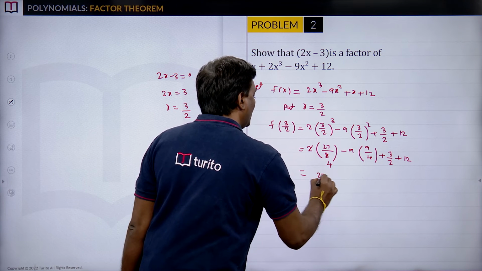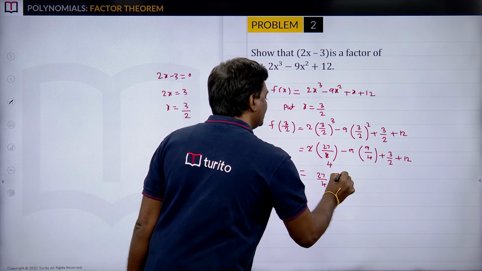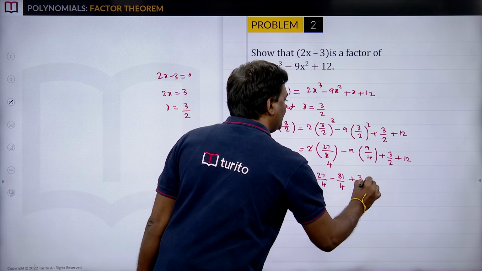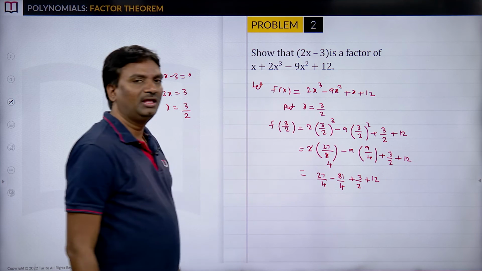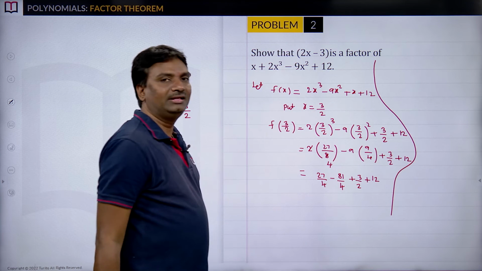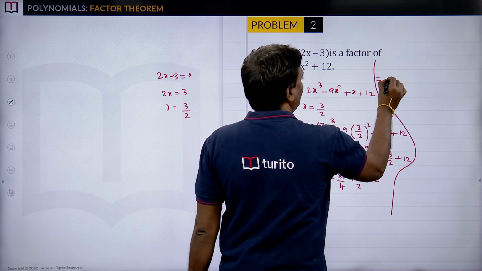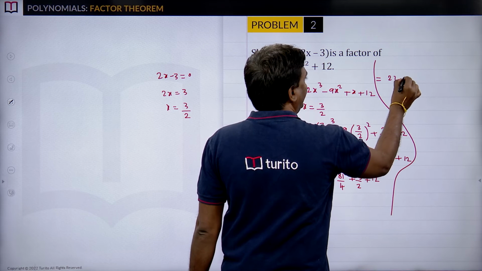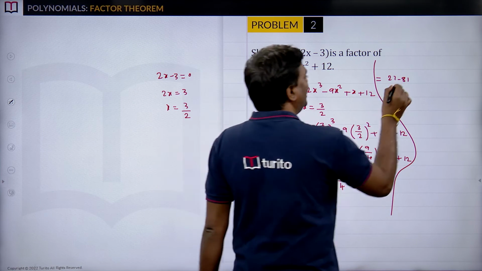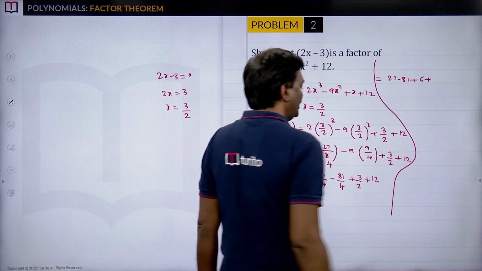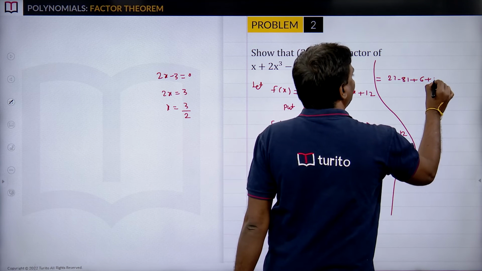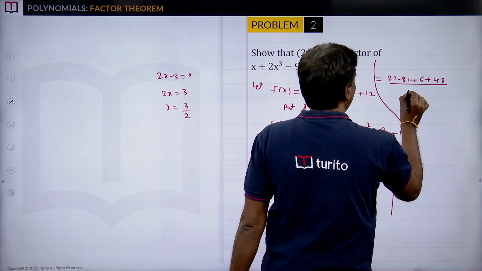So you will get 27 by 4 minus 9 nines are 81 by 4 plus 3 by 2 plus 12. So by taking 4 as LCM, in numerator you will get 27 minus 81. If you divide 4 by 2, 2 times, 2 threes are 6, plus 12 by 1. So by dividing 4 by 1, you will get the quotient, 4 twelves are 48 by 4.